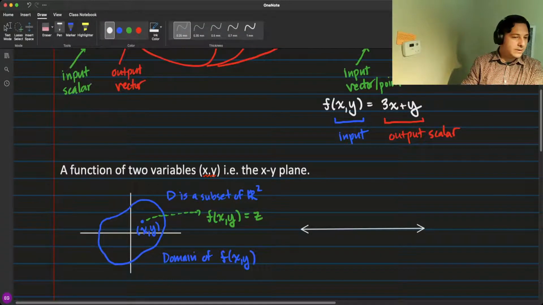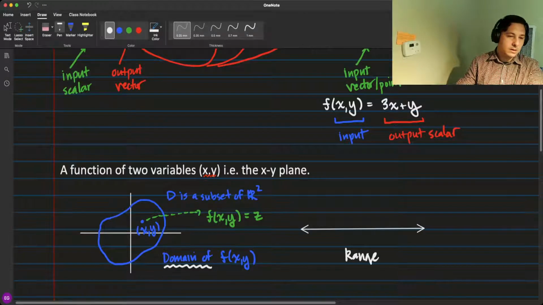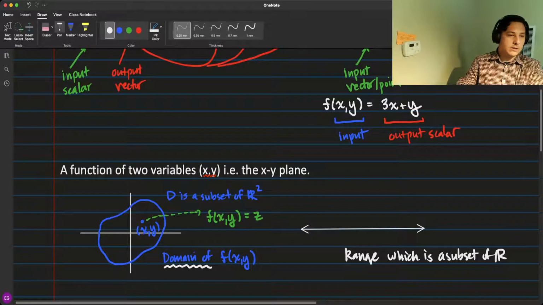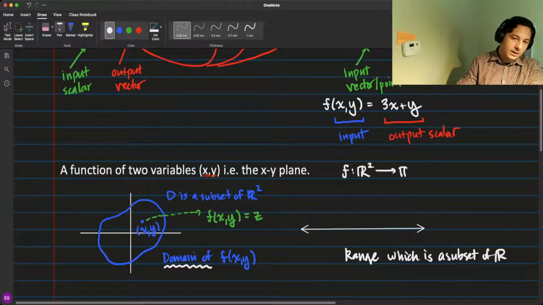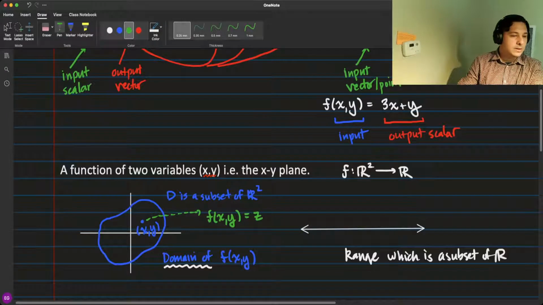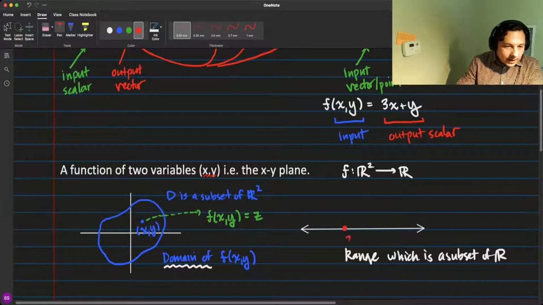Okay, so over here you have your domain. It is area D. And then over here you have your range, which is a subset of R. Right, because your function f has an input from R2 and an output in R. So this point z is somewhere right here.